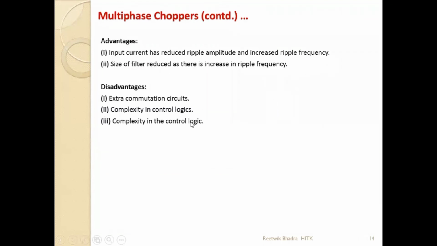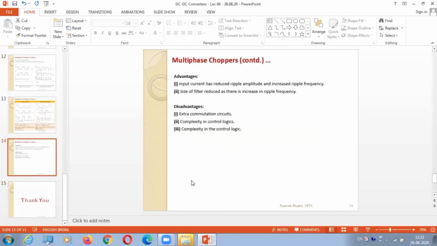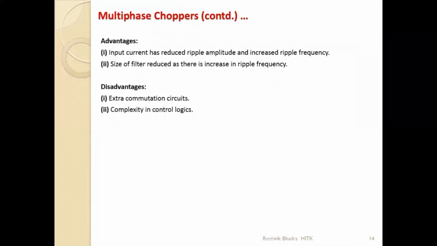Okay. Complexity in control logic: that means if your on and off periods are different, then their control logic, how it should be made on, how it should be made off, using what circuits, what my delay should be, you will have large, complicated calculations. And obviously this is control logic, the same point I've written in the third one. I'll remove this part. These two are very important: there will be an extra commutation circuit, and complexity in control logic.